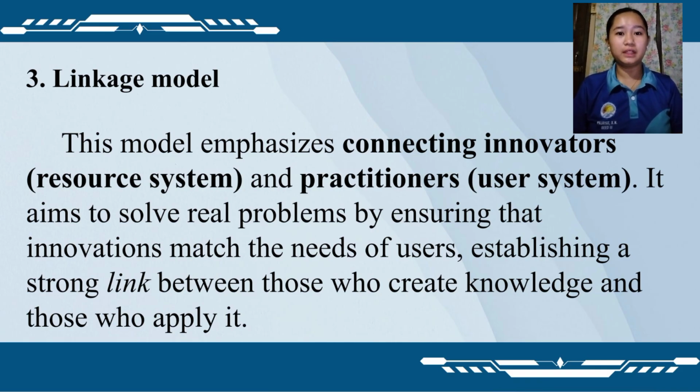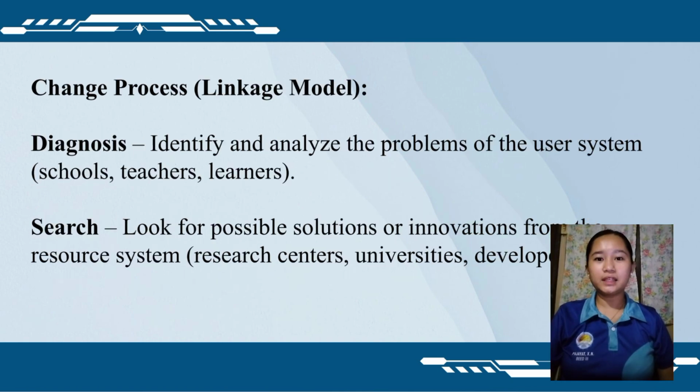This focuses on building a strong connection or link between the innovators, or the people or groups who create new ideas or solutions, which are called the resource system, and practitioners. They are the people who use or apply these ideas in real situations, and they are called the user system. So the linkage model describes change through 6 important stages, from identifying problems to evaluating results. So let's go through each one carefully.